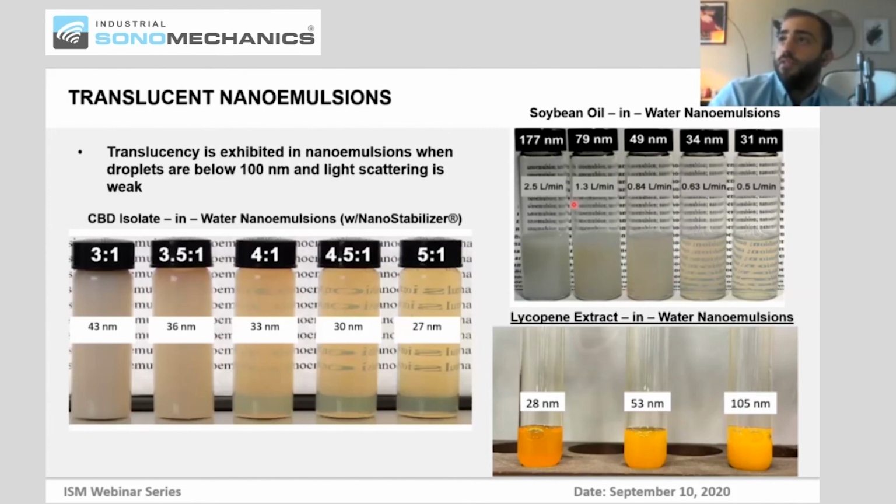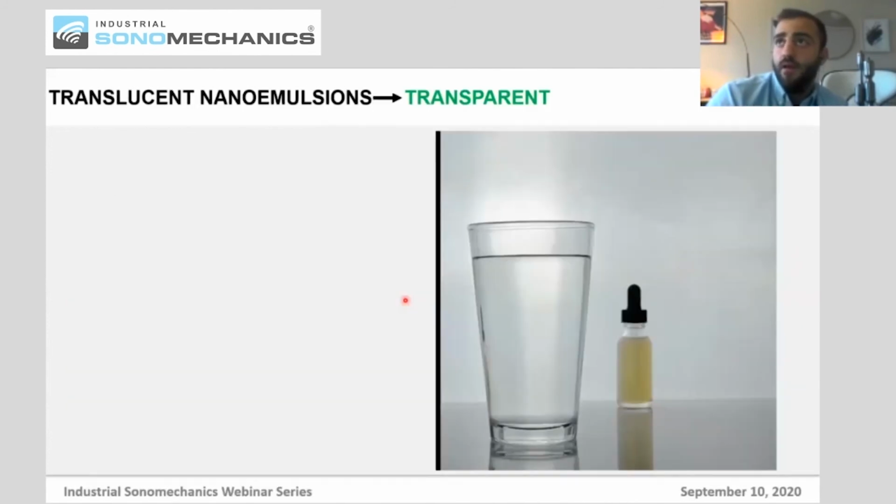As we're decreasing our particle size to the right for the soybean oil nanoemulsion, to the left for the lycopene extract nanoemulsion, and then back towards the right for the CBD isolate and water nanoemulsions, the droplet size is getting smaller, and the translucency, or the clarity, is getting better, as you can start to see behind the samples. It's important again to drive home that all these nanoemulsions were both formulated properly and optimized, and all processed via high intensity ultrasound.